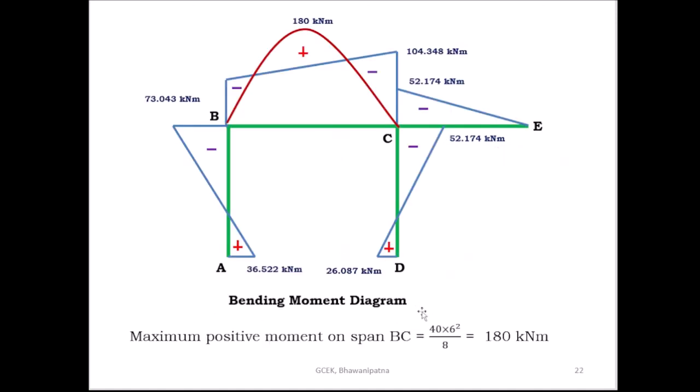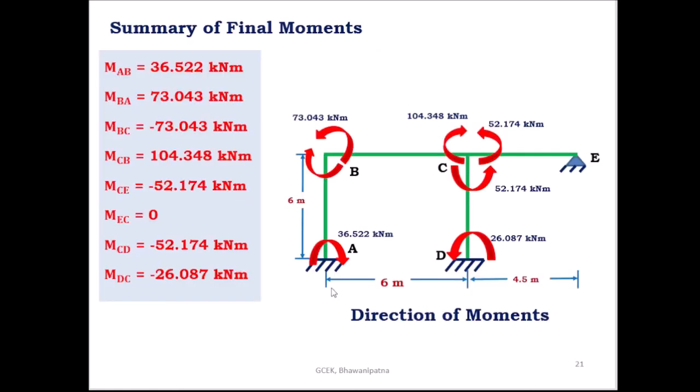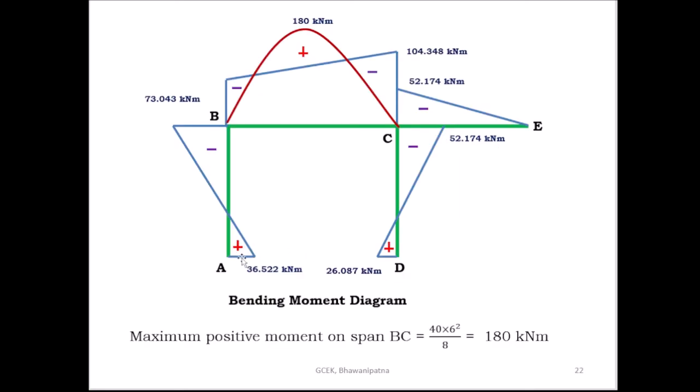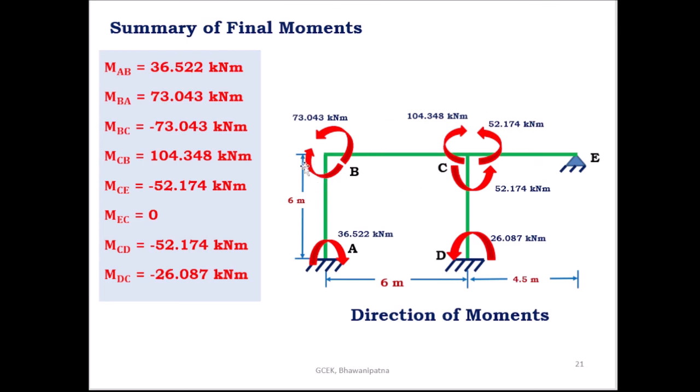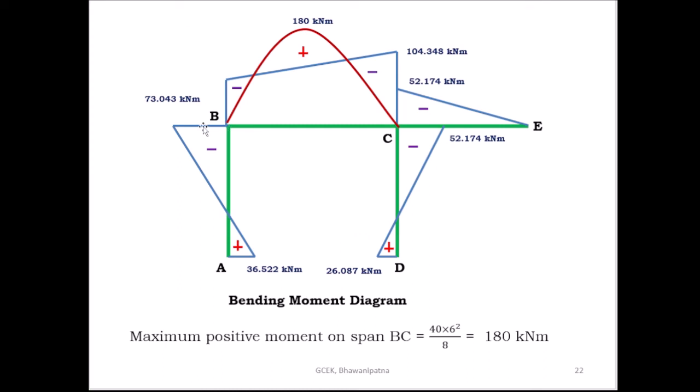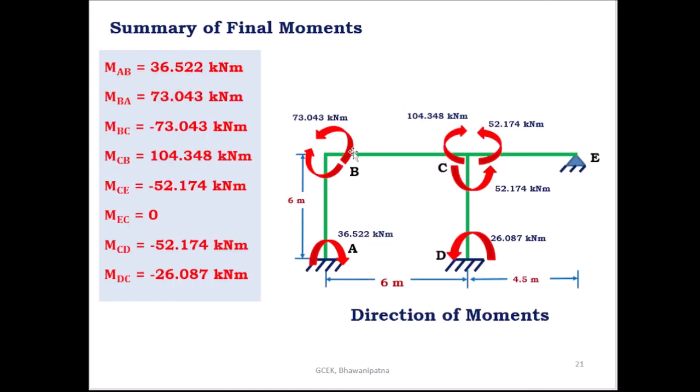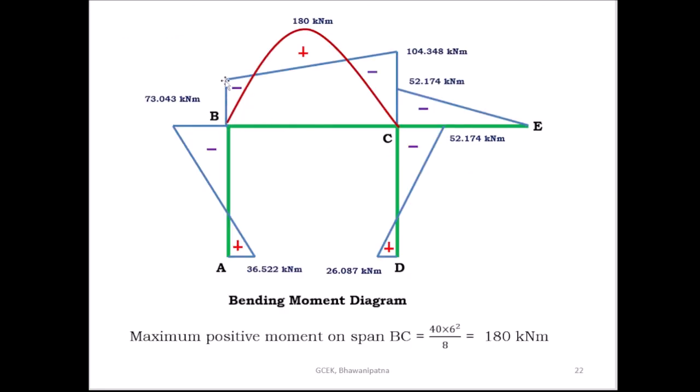Then draw the bending moment diagram. So here you see, this is clockwise, the arrow mark is inner side, 36.522 kilonewton meter. So here you take 36.522 kilonewton meter. Then here this is 73.043 kilonewton meter. So here you take 73.043 kilonewton meter. Then here 73.043 kilonewton meter. So take this 73.043.